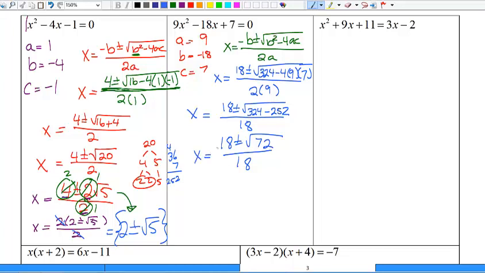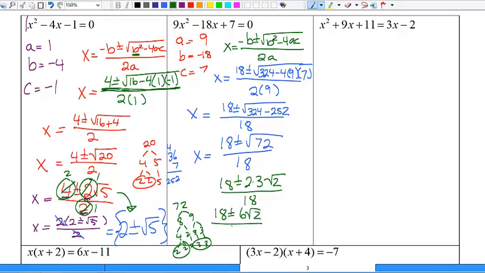My next step says to carefully simplify the radical. So if there is 72, let's see if I can break that down. 8 and 9, 4 and 2, 2, 2, 2, 3, and 3. So I have a group of 3 and a group of 2. So the 2 and the 3 come out, and that leftover 2 stays at home. So that's 18 plus or minus 6 root 2 over 18.